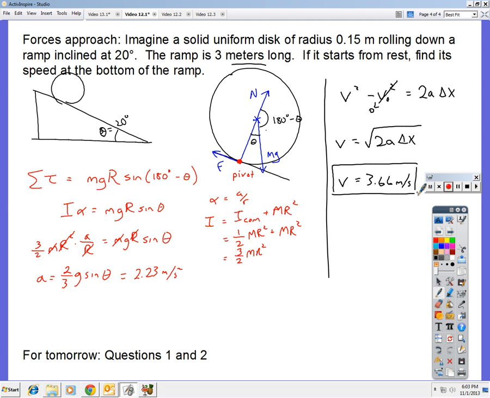For tomorrow, I'm going to be checking questions 1 and 2. This is from chapter 12.